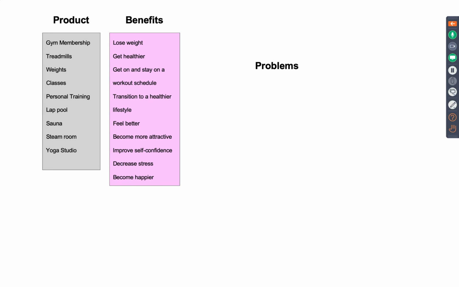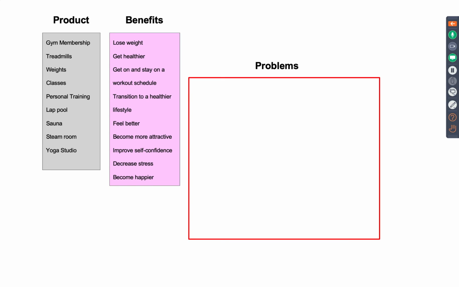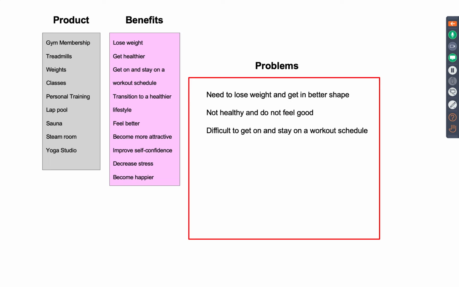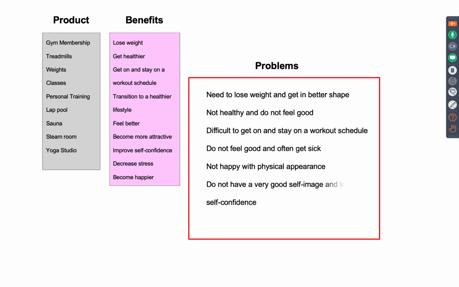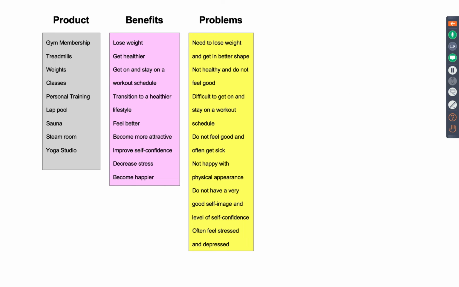A trick that I use is I look at each benefit. Each benefit I use to help me think of a problem. It's usually kind of the opposite. So if we help someone to lose weight, then it can be that a lot of people need to lose weight and get in better shape, not healthy, difficult to get on and work out, don't feel good, not happy with physical appearance, don't have self-confidence, stressed and depressed. So those are problems that our gym membership helps to fix. Those are good things to know to talk about with someone.